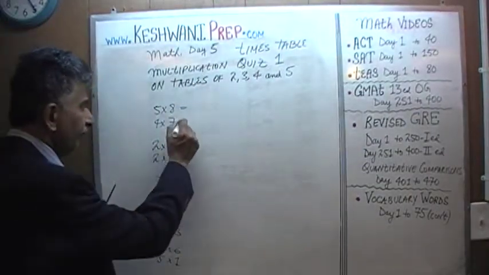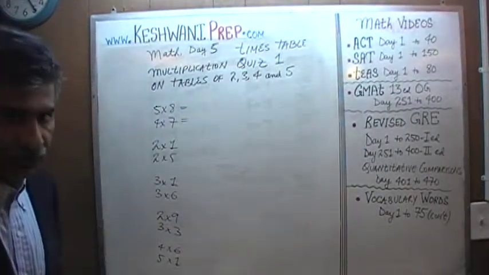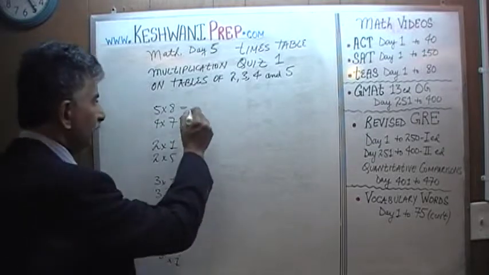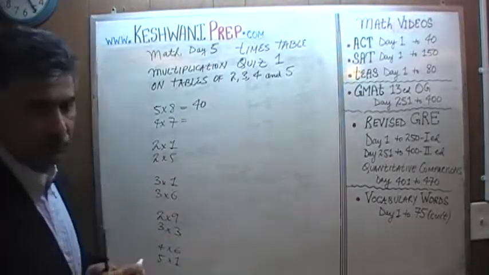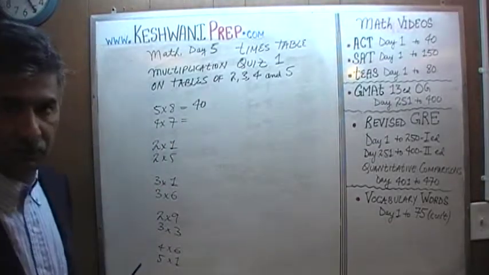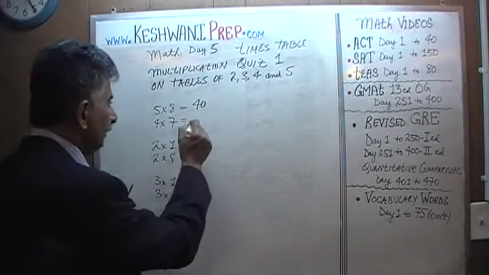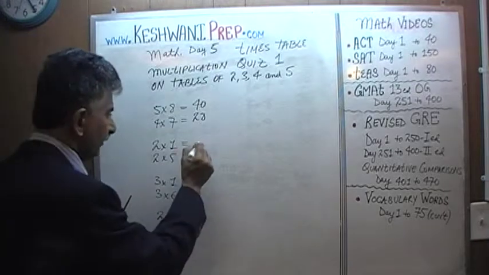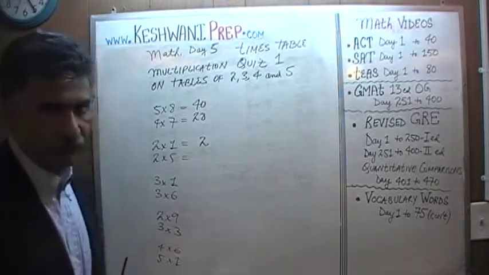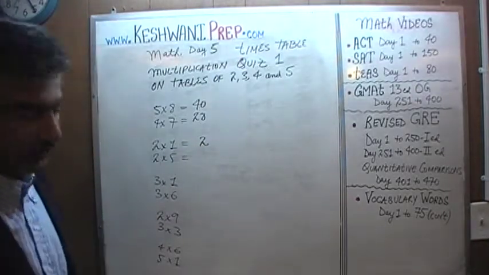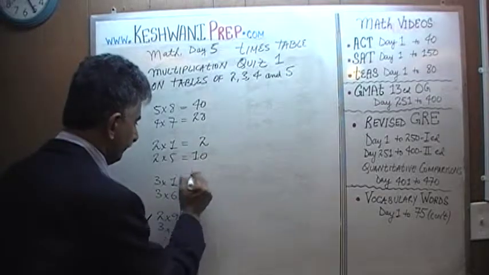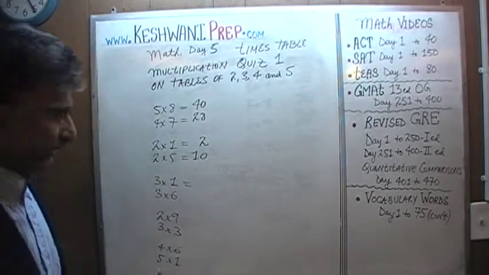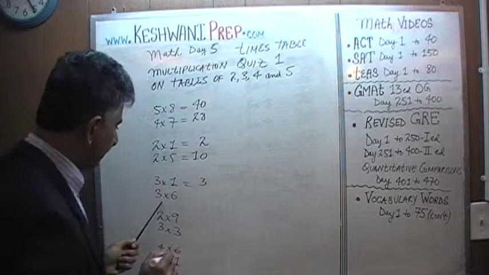5 eights are, do you know what 5 eights are? 5 eights are 40. 4 sevens are 28. How about 2 ones? 2 ones is very easy, 2 ones are 2. How about 2 fives? 2 fives are 10. The next one is also very simple, 3 ones are 3. Nothing to it.